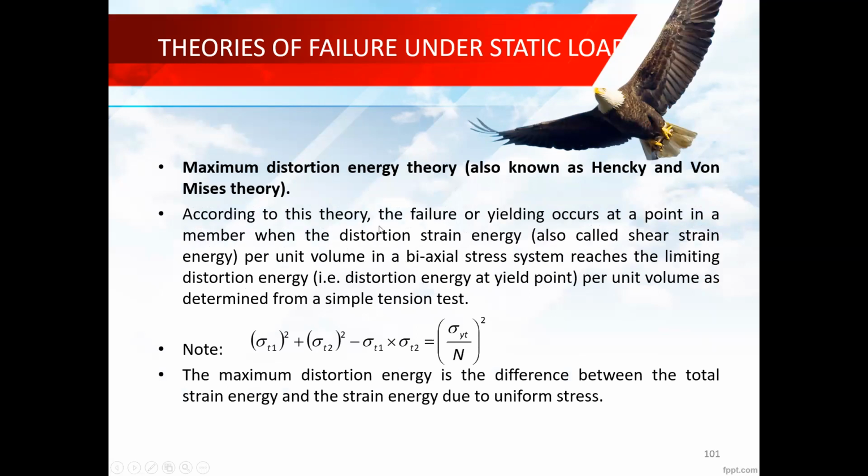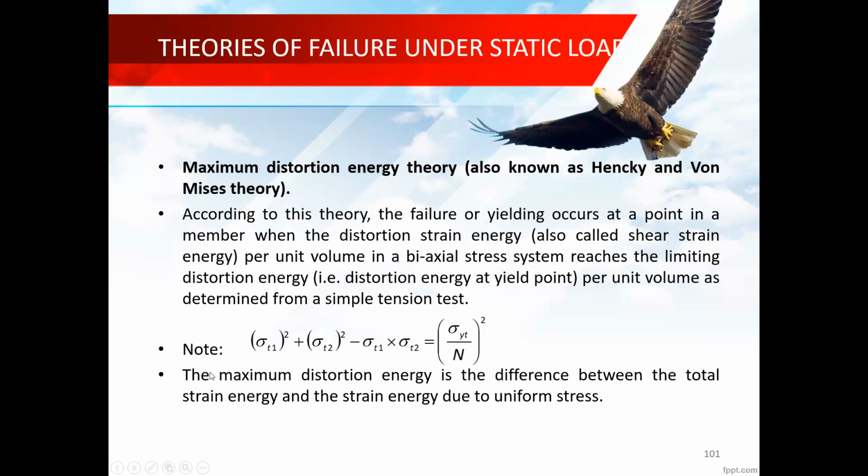Next is the maximum distortion energy theory, also known as Hencky and von Mises theory. According to this theory, the failure or yielding occurs at a point in a member when the distortion strain energy, also called shear strain energy per unit volume in a biaxial stress system, reaches the limiting distortion energy. That is distortion energy at yield point per unit volume as determined from a simple tension test. So sigma T1 squared plus sigma T2 squared minus sigma T1 times sigma T2 is equal to sigma Y over N squared.